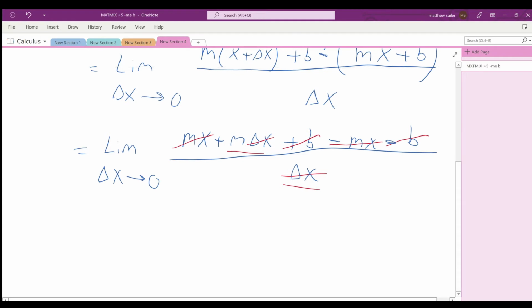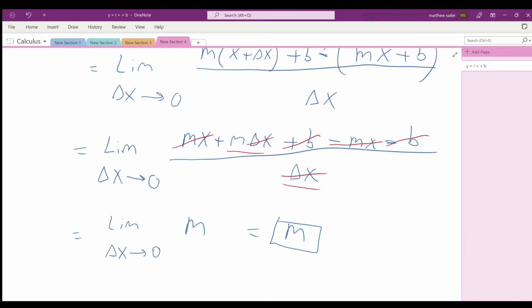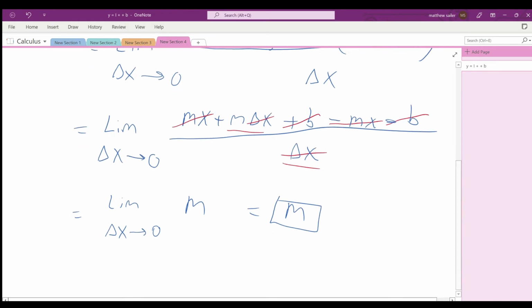And we are left with the limit as delta x approaches 0 of m. And so we can plug in 0 for delta x, and since there is no delta x, this is just equal to m. And there we go. We proved that the slope at every point of a straight line is just the slope of the line.